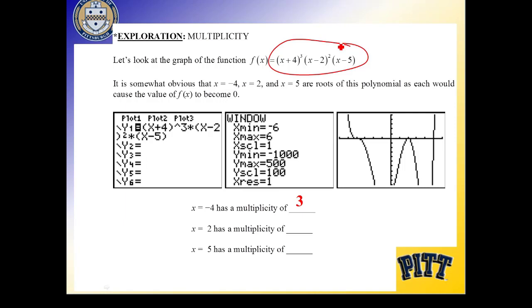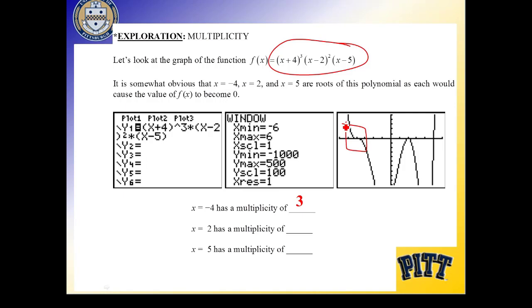Well, I can tell because here at negative 4, if I look right here, that graph flattens out a bit, passes through negative 4, and continues on through the graph. That's how I tell if I have an odd multiplicity other than 1. Okay? I see a flattening happening.